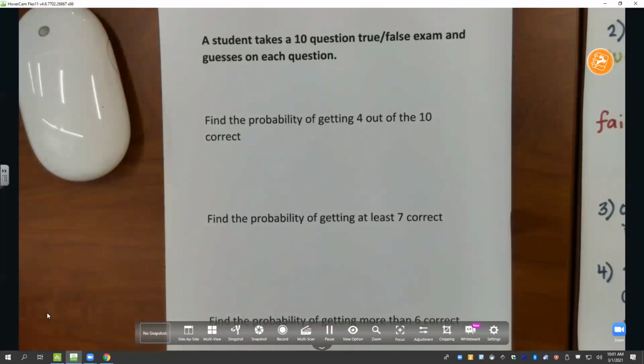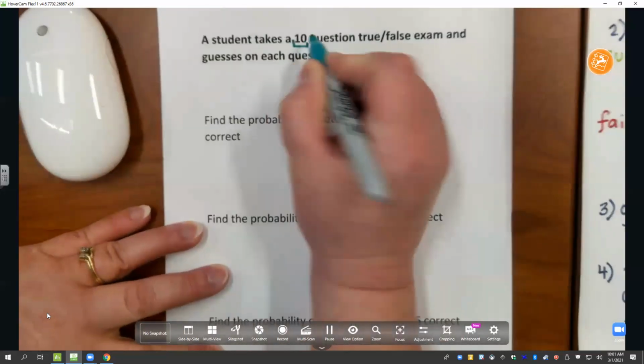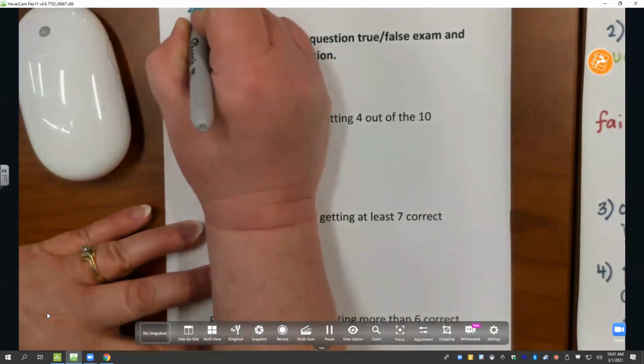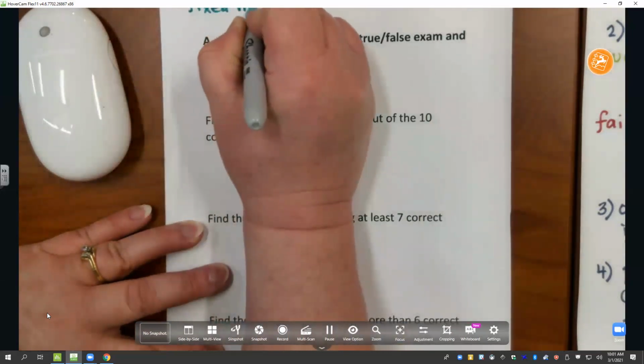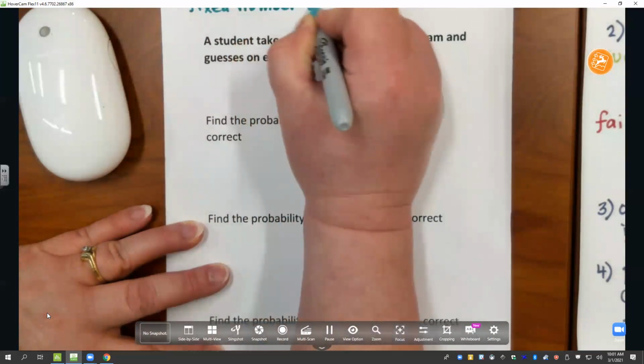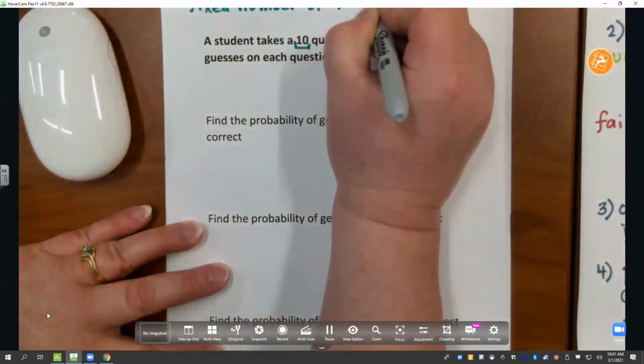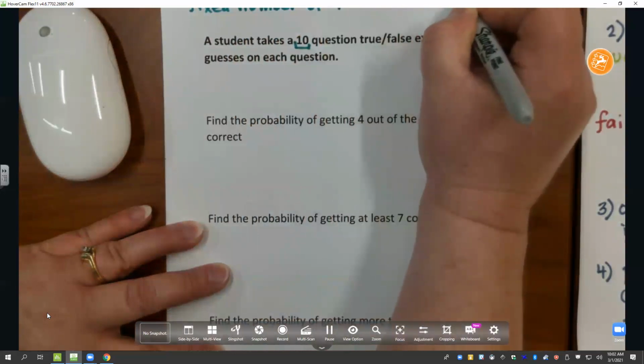Okay, that's our scenario, and we want to decide, is that a binomial experiment? Does it meet the conditions of our binomial? So the first condition is, do you have a fixed number of trials? Yes. How many do I have? I have 10 because it says I'm going to take a 10-question test. So I have a fixed number of trials. I'll put a check mark, and N is 10.